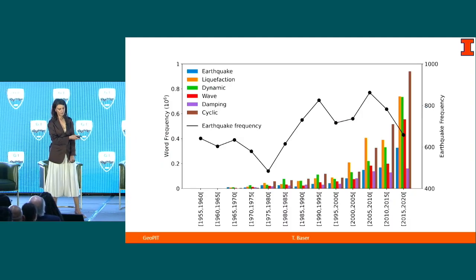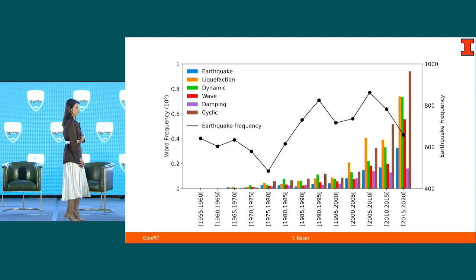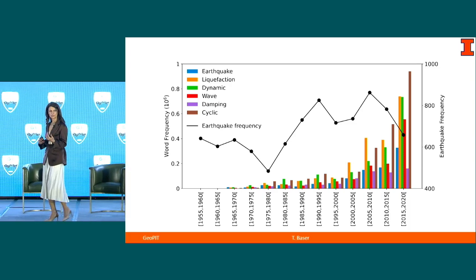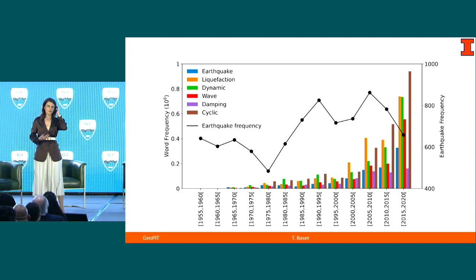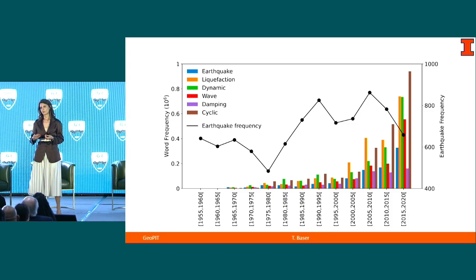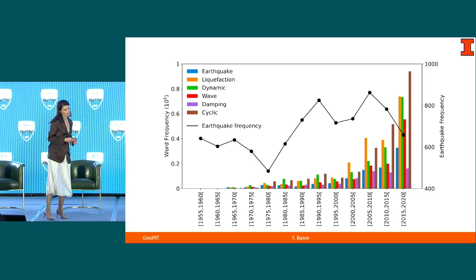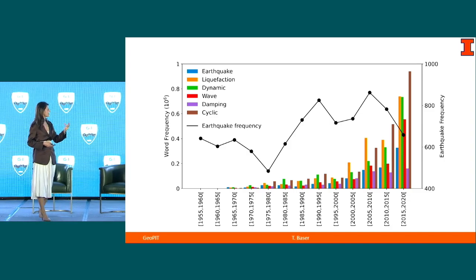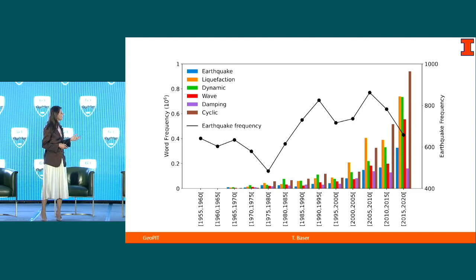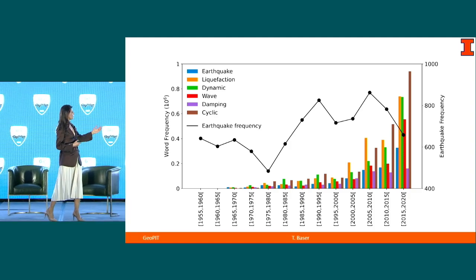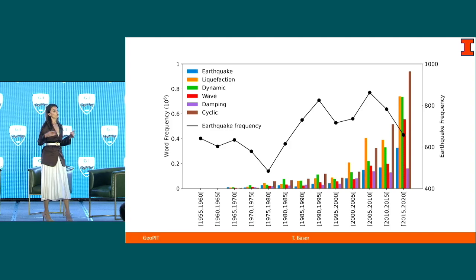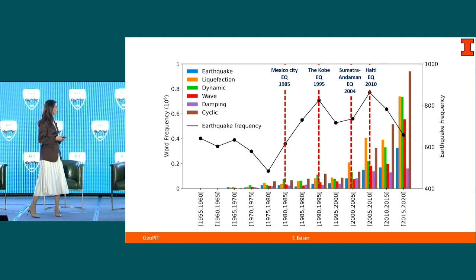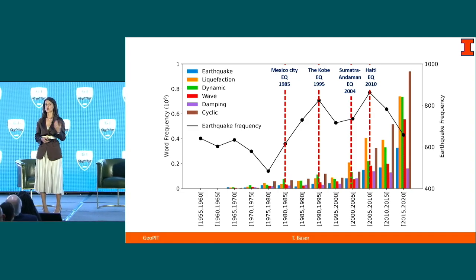So, moving on. Our original thought for this talk was to focus on general geotechnical engineering topics. But because of the recent earthquakes that hit Turkey and Syria, we thought that it would be a good idea to see the trends in earthquake engineering research. So to do that, we plotted the frequency of the terminology related with earthquake engineering, such as earthquake, liquefaction, dynamic, wave, damping, and cyclic. We first assumed that these frequencies would nicely correlate with the number of earthquakes happened over the years, and especially they would coincide with the significant earthquakes, such as Mexico City, Sumatra, and Haiti. But we couldn't see any strong correlation between these two.